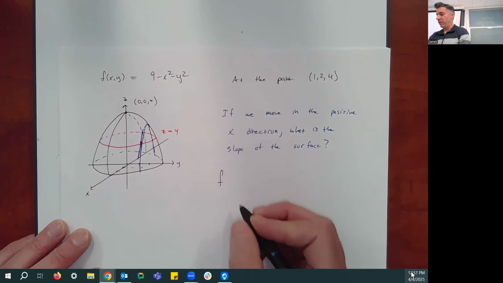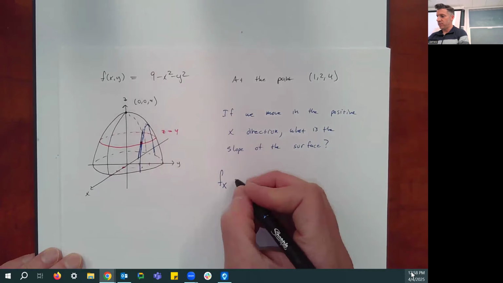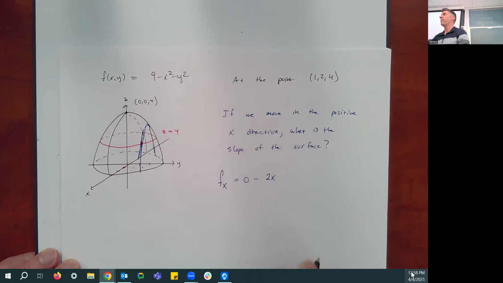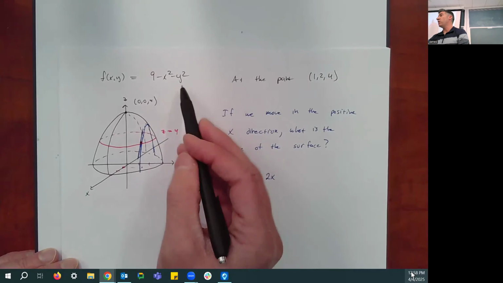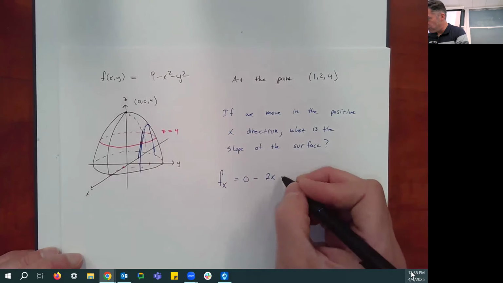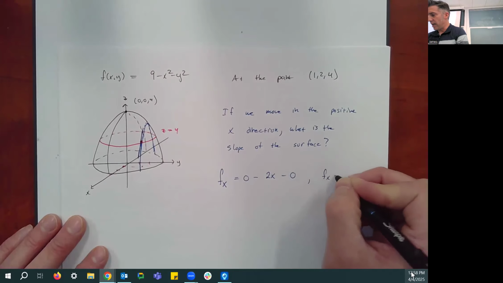We're going to take the partial derivative with respect to x, because x is the only thing that's changing. Y is staying constant. So the derivative of 9 is 0. The derivative of x squared is 2x. Let me ask you a good question here. What's the derivative of something that isn't changing? Something that isn't changing is also known as a constant. So the derivative of a constant is 0. Y isn't changing. Y squared isn't changing. What's the derivative of y squared? 0. So our partial derivative with respect to x is going to be negative 2x.